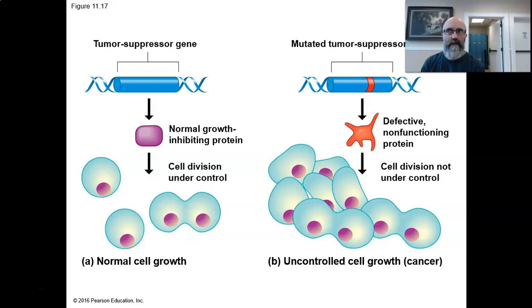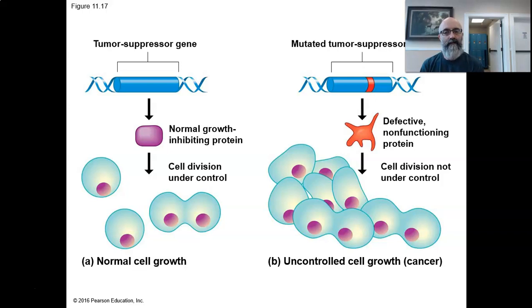So if the cell gets to a checkpoint and the DNA is damaged and the cell does not want to proceed through that checkpoint, it stops at the direction oftentimes of the product of a tumor suppressor gene, the product being a growth inhibiting protein. Okay, so this normal tumor suppressor gene is transcribed, translated, produces this growth inhibiting protein. When it's there, the cell does not divide if it's not supposed to.